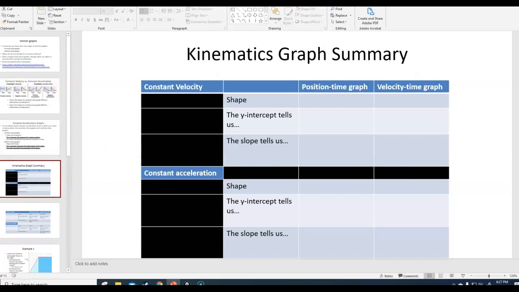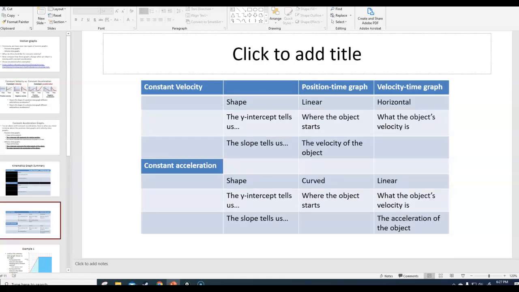Okay, there's a chart right here that you should be familiar with. Normally I would just write in the chart, but here are the answers. Really though, it should say parabolic and not curved, so I'm going to change that. Again, parabolic just means the shape is a parabola.